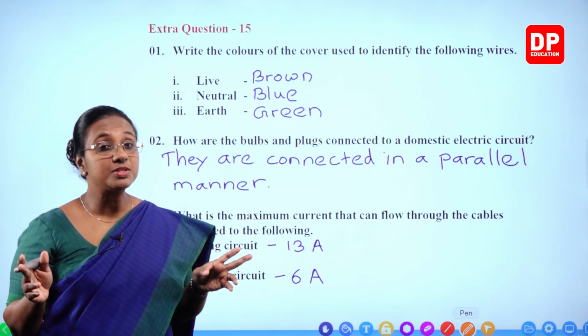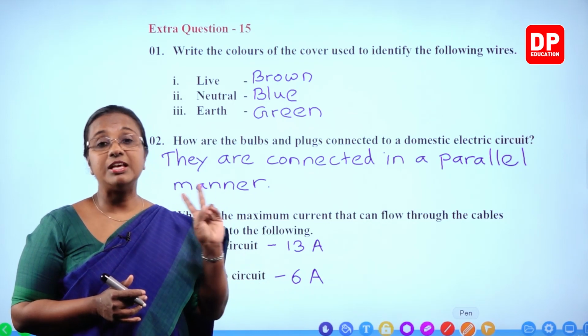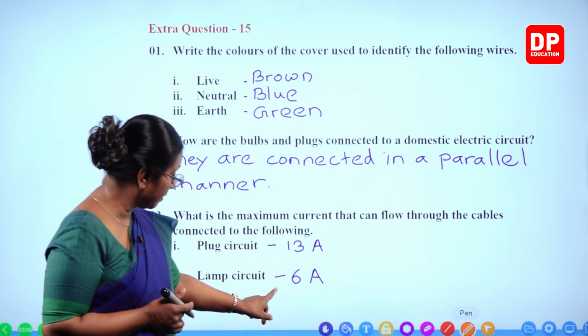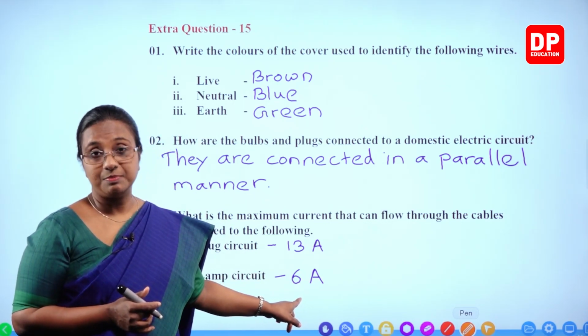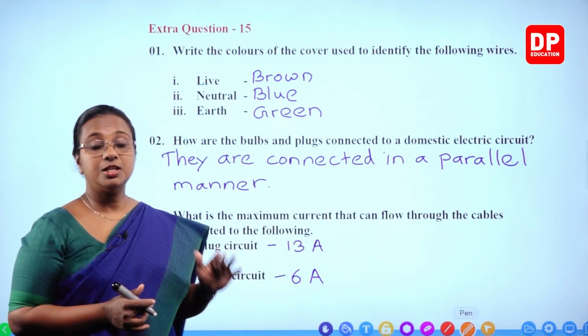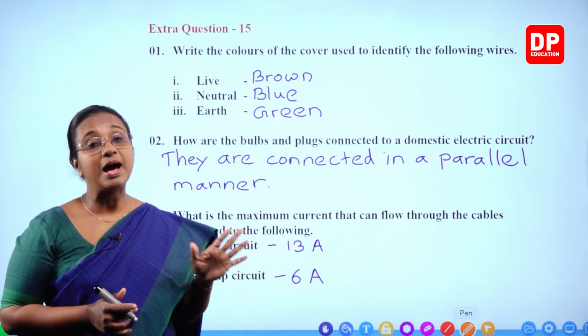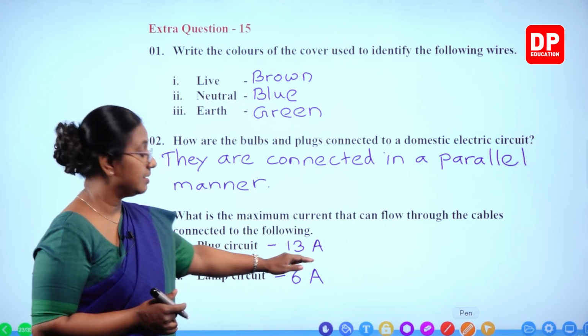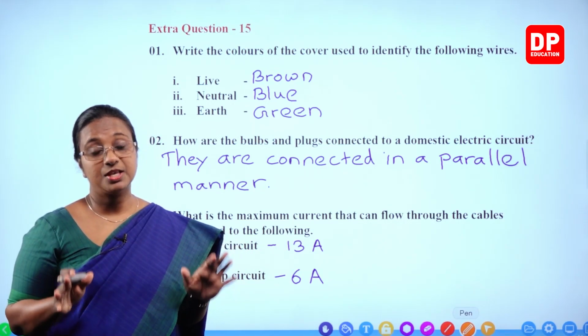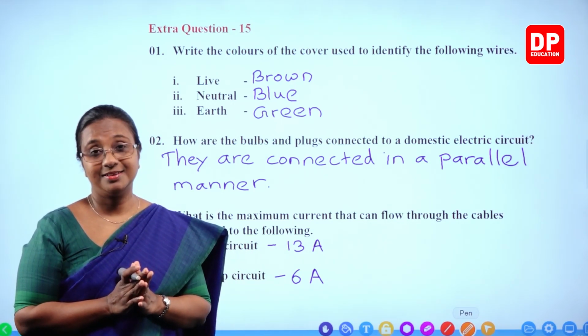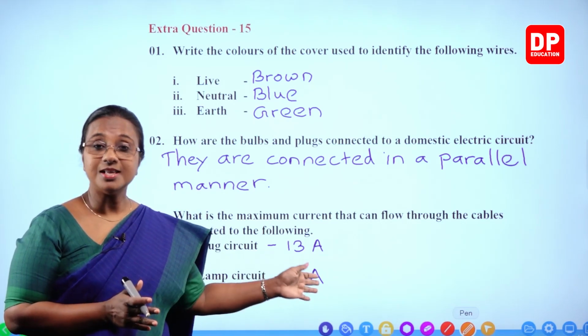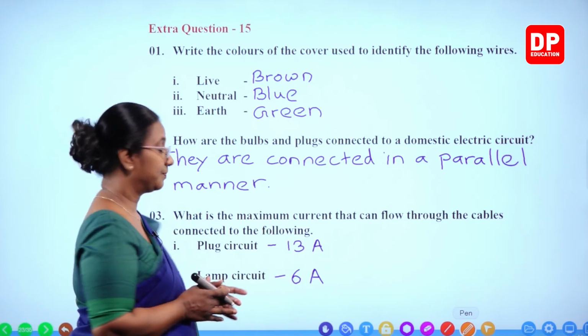And you all can remember, students, to the lighting circuit, we can connect 2 plug sockets with a maximum current of 6 amperes. But to the plug circuit, you can only connect plug sockets where the maximum current is 13 amperes. You have to remember that. So with that, students, I'll move on to the next question.